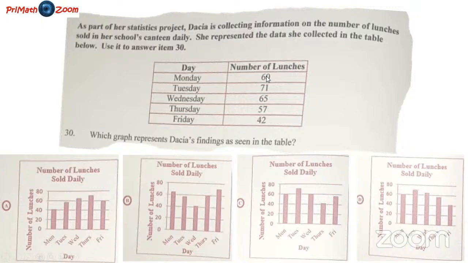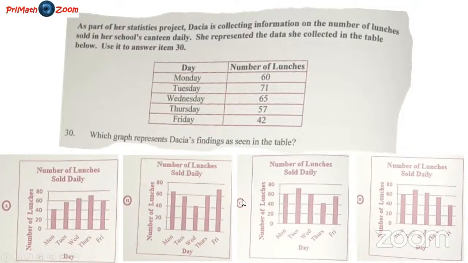So on Monday, let's look if Monday we're seeing 60 lunches. So this one won't work. This is a little more than 60. Well, almost 70 really. This one is just at 60, so that's Monday. We have Monday again here with 60.